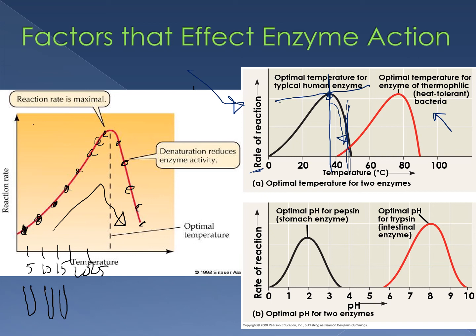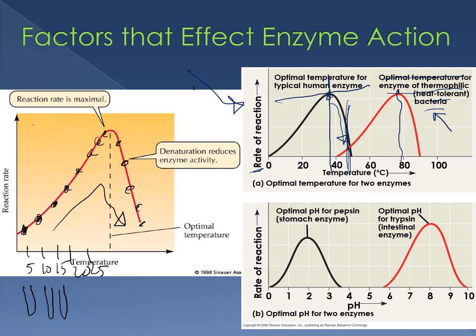Here, this is the optimum temperature for an enzyme of a thermophilic, meaning a heat-tolerant, bacteria. So this fella is really happy at about 80 degrees Celsius. How much is that in Fahrenheit? So let's see, what would that be? 80 plus 32, wait, is that how you do it again? It'd be about 180 or something like 190, something like that.